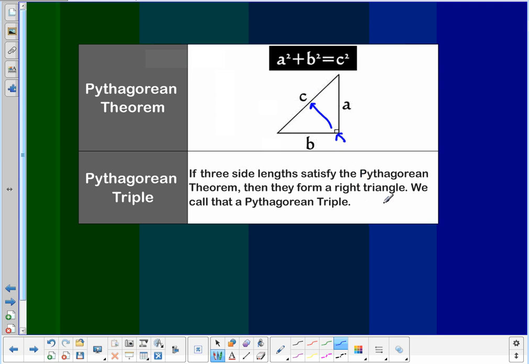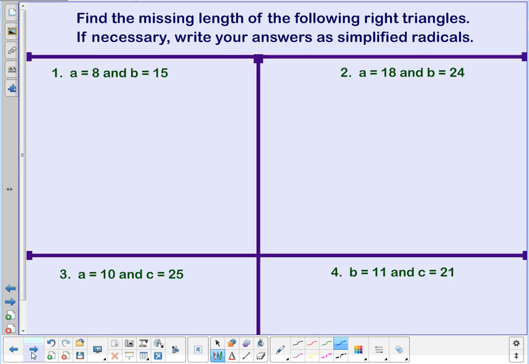So one phrase that you may not have heard before is a Pythagorean triple. Pythagorean triples are basically just three side lengths that make a right triangle. If we know that they fit the Pythagorean theorem, then we know that they make a right triangle. So we can call them a Pythagorean triple. So let's take a look at number 1. It says find the missing side lengths of the following right triangles. If necessary, we're going to write our answers as simplified radicals. That piece might be new for us today. So we'll talk about how that comes into play.